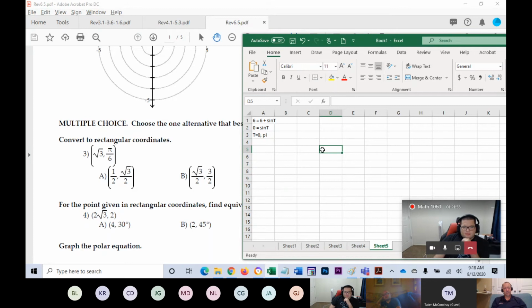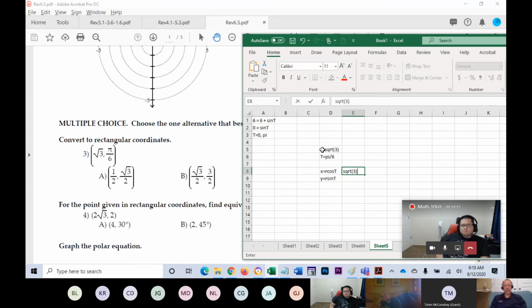So, let's see. We know r and we know theta. So r equals the square root of 3, and theta equals pi/6. In order to find x and y, we could do x equals square root of 3 cosine pi/6. r cosine theta, right? And y equals r sine theta.